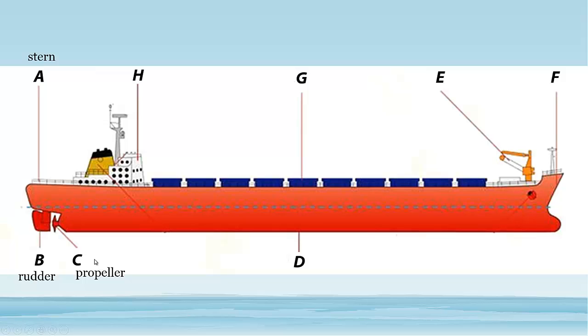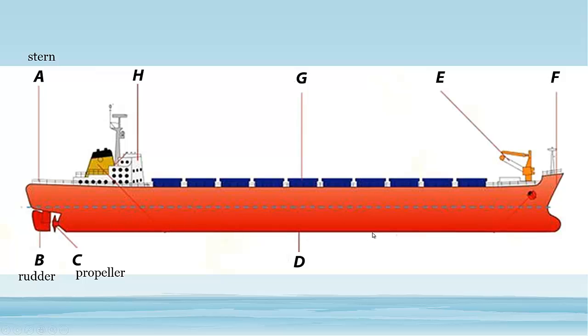So the word propeller and propulsion belong together. It's what moves the ship forward. To qualify to be a vessel, it has to be under its own power. So if it's a vessel, it has to have some sort of propulsion system. Propeller is just one type, and the rudder is what steers the vessel.